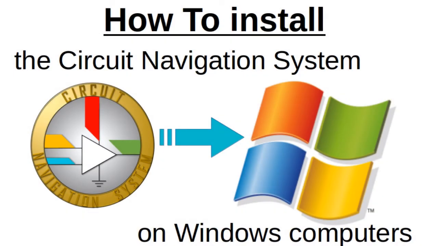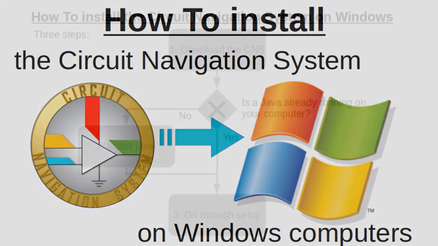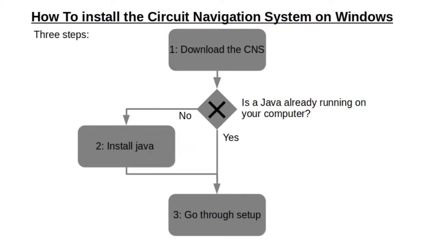How to install the circuit navigation system on Windows computers. The install process of the circuit navigation system contains 3 steps. First, download the circuit navigation system from the website.